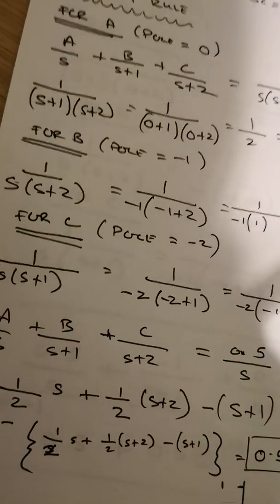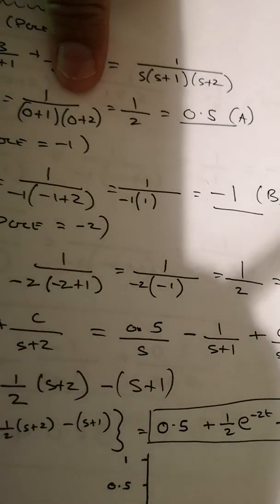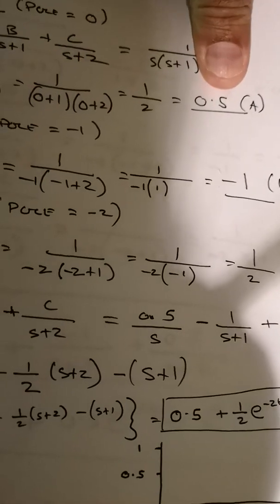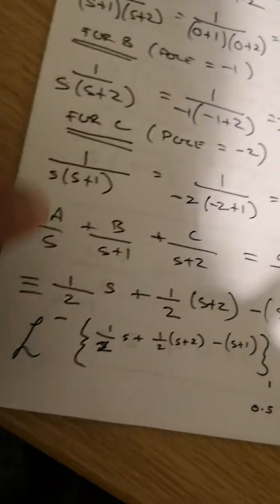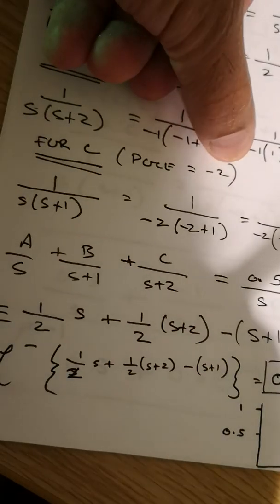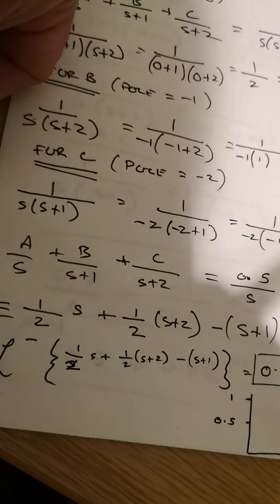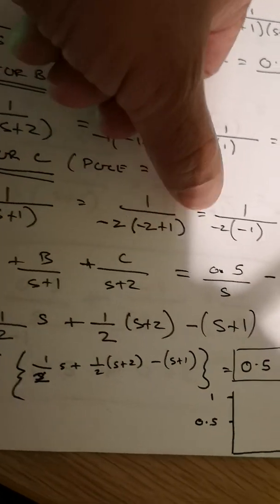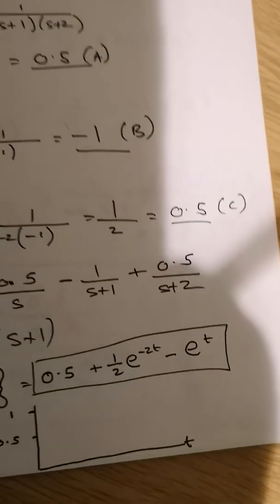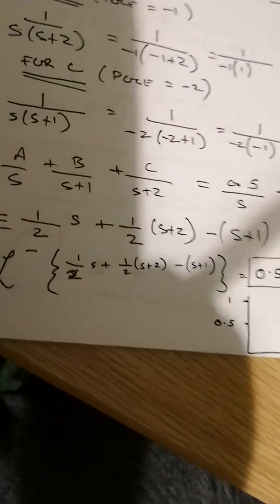Now for C, we're going to cover up C, which obviously means covering up the actual part of the equation itself here. So you're going to have s over s plus 1, because we've covered up C, and we know the pole is minus 2 for the C part of the equation. So it's going to be minus 2 over minus 2 plus 1, which equals a half. So C equals a half. So A, B, and C we've solved. Put them back into the original equation.